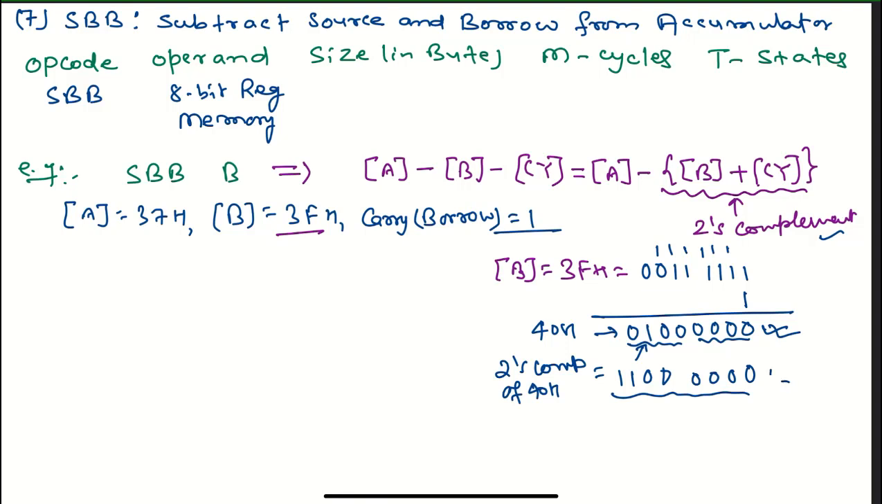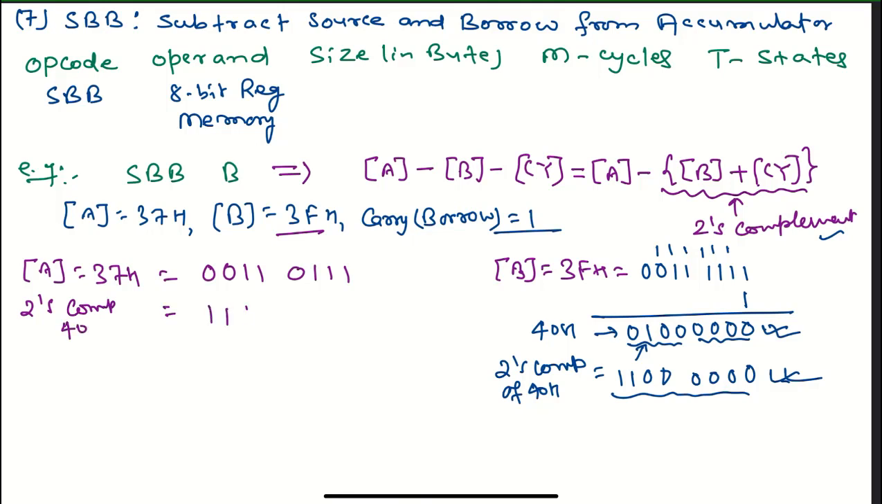Now this 2's complement result should be added to the accumulator content to get the subtraction result. The content of A is 37H. This can be written as 0011, and 7 can be written as 0111. So this is 37H. Now the 2's complement of 40 is written as 1100, then four times 0.